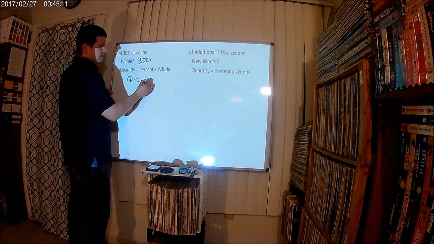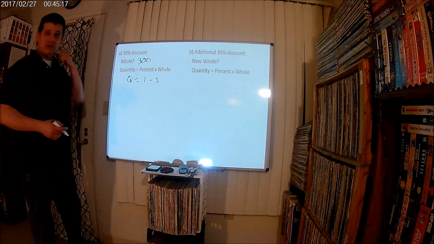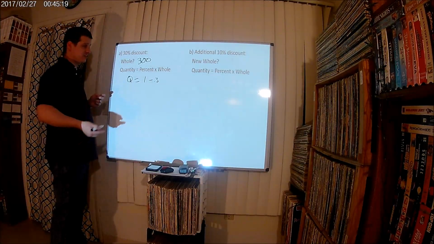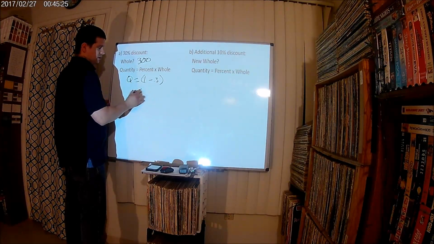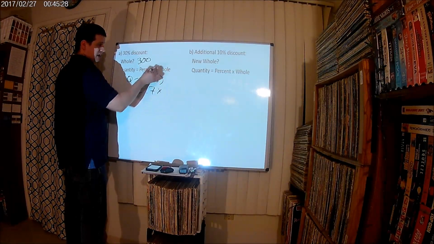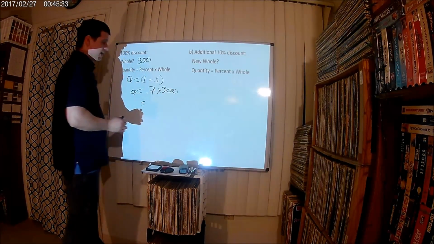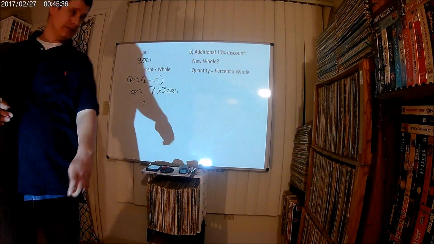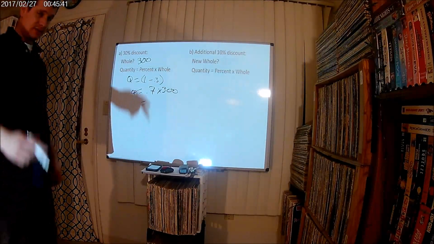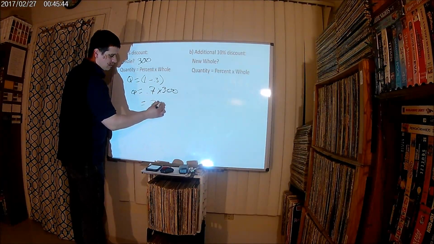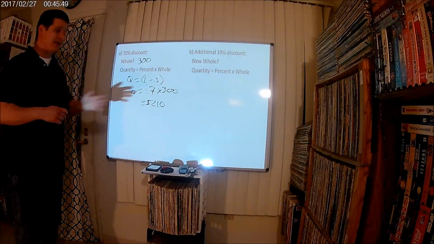So it's going to be 1 minus what? 0.3. How did you get that 0.3? It's 30%, and then you just convert it into a decimal. So we get quantity 0.7 times your whole, which is 300. That gives us what? Can I get a volunteer, please? Go ahead and plug it in your calculator. Tell me what 0.7 times 300 is. Thank you. 210. So what is that 210? So that 210 is how much the bike is after that 30%.